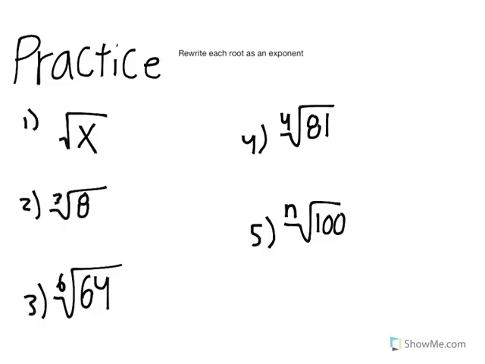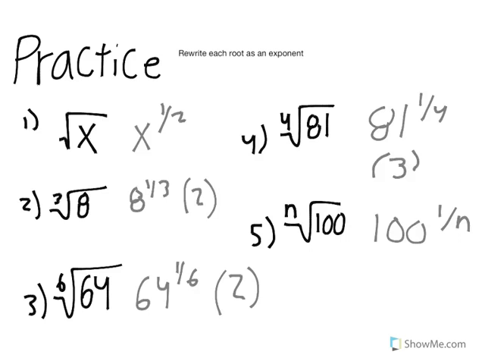Okay, in this practice, I want you to write each root as an exponent. Pause the video now to solve it out, and unpause the video for the answers. Okay, here's what I got. Here, we notice that there's no number in front of it, so we know it's a square root, so it's going to be 1/2. Then I had the 3.